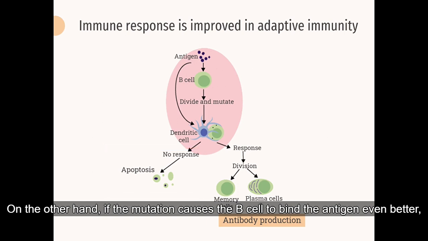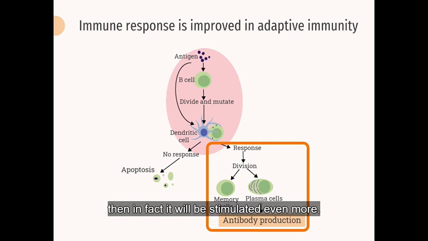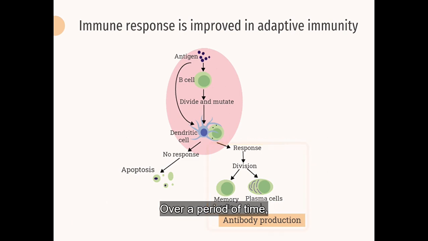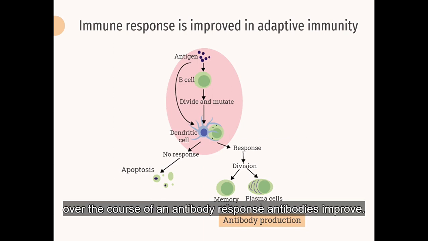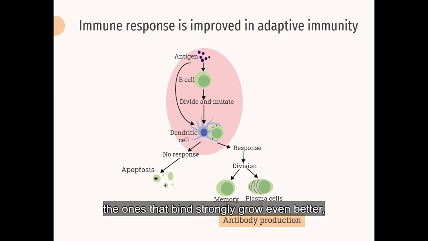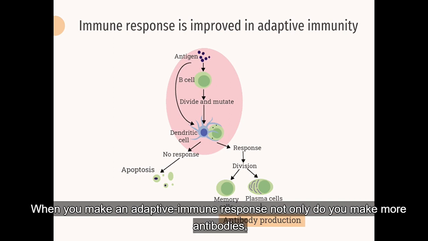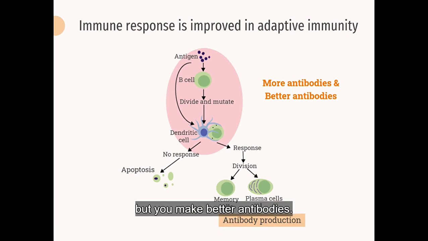On the other hand, if the mutation causes the B cell to bind the antigen even better, then in fact it will be stimulated even more. So over a period of time, over the course of an antibody response, antibodies improve. They randomly mutate. The ones that bind weakly are eliminated. The ones that bind strongly grow even better. And over time, therefore, the B cell population changes. So when you make an adaptive immune response, not only do you make more antibodies, but you make better antibodies.